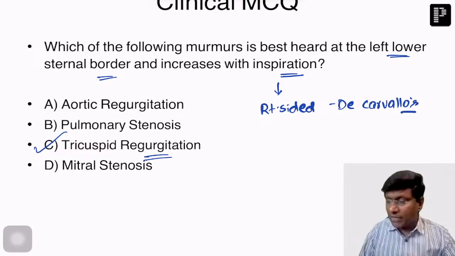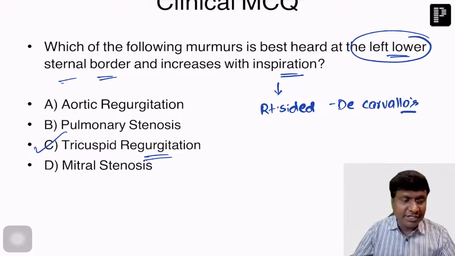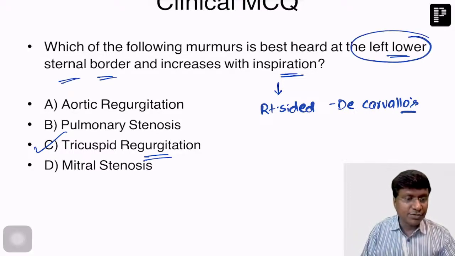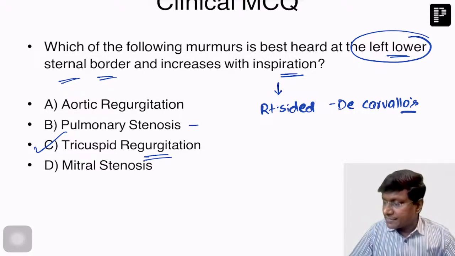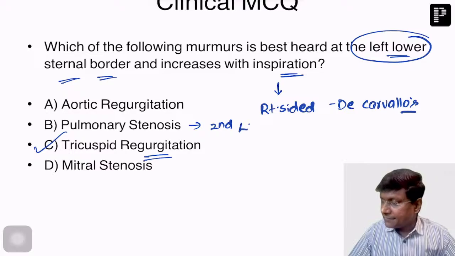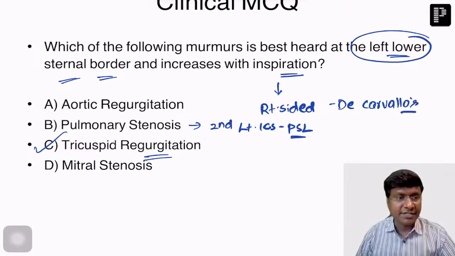Now the point is, why isn't it pulmonary stenosis? Pulmonary stenosis you will not have at the left lower sternal border. Pulmonary stenosis is heard at the second left intercostal space, parasternal line. Right, second left intercostal space, parasternal line.